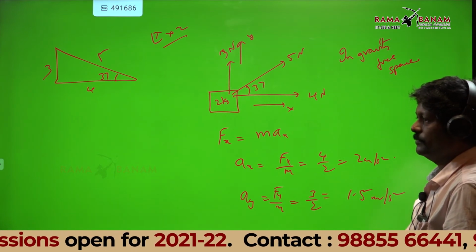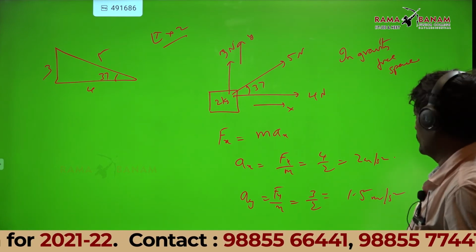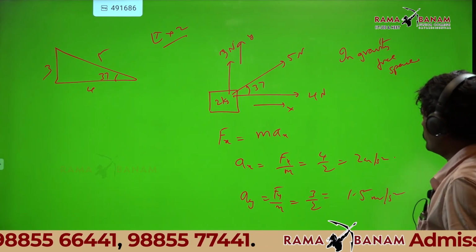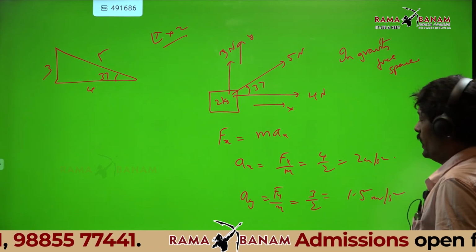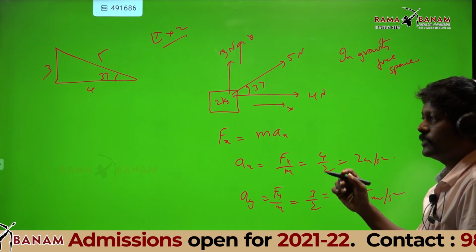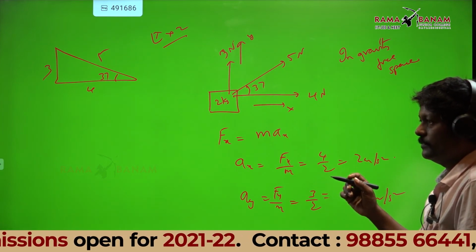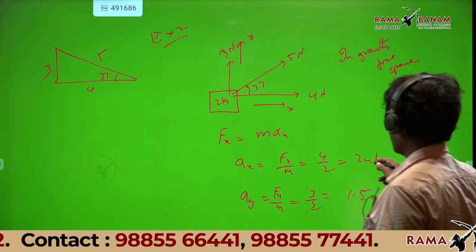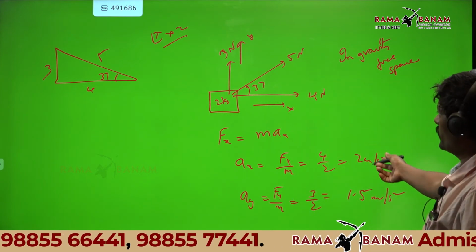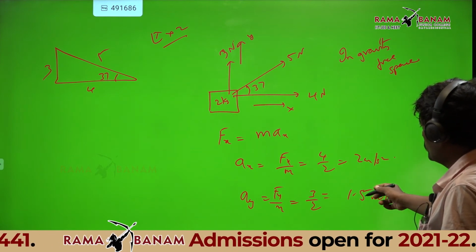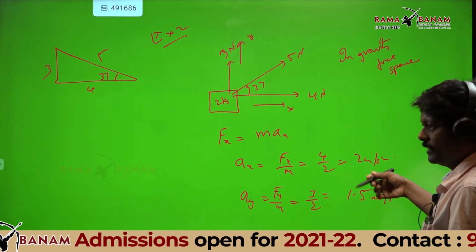Any doubt? No, sir. Right. Now write the point. Have you written that the weighing machines will record normal reaction only? Yes, sir. Very good. Now if you want net acceleration, you can easily find the net acceleration, that is the square root of 2 squared plus 1.5 squared. I will tell you that later on.